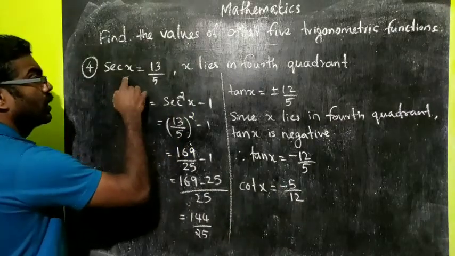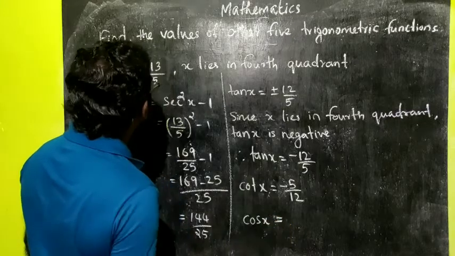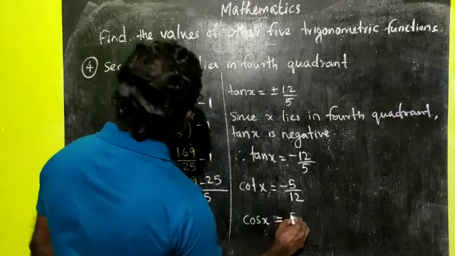Here it is given sec x is equal to 13 by 5. So from this we can write cos x. Cos is the reciprocal of sec. So 5 by 13.